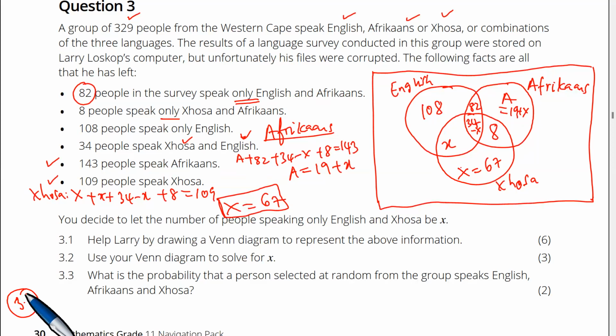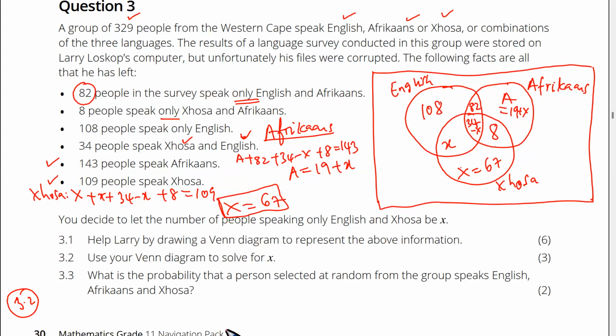So now we want to solve for X. Use your Venn diagram to solve for X. Because they said here, you decide to let the number of people speaking only English and Xhosa be X. This one. So we want to solve for X: those who speak only English and Xhosa, but they don't speak Afrikaans.